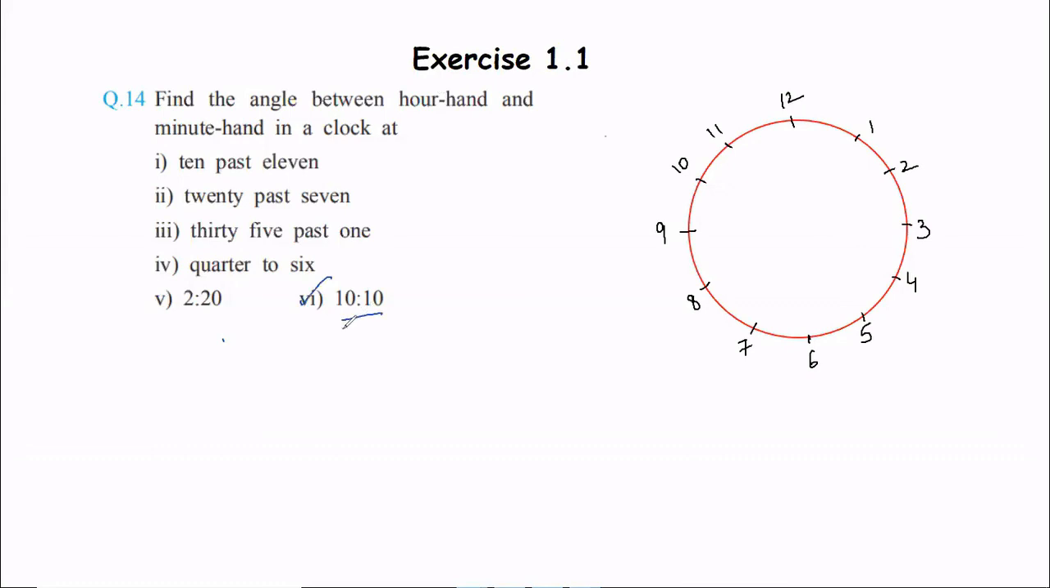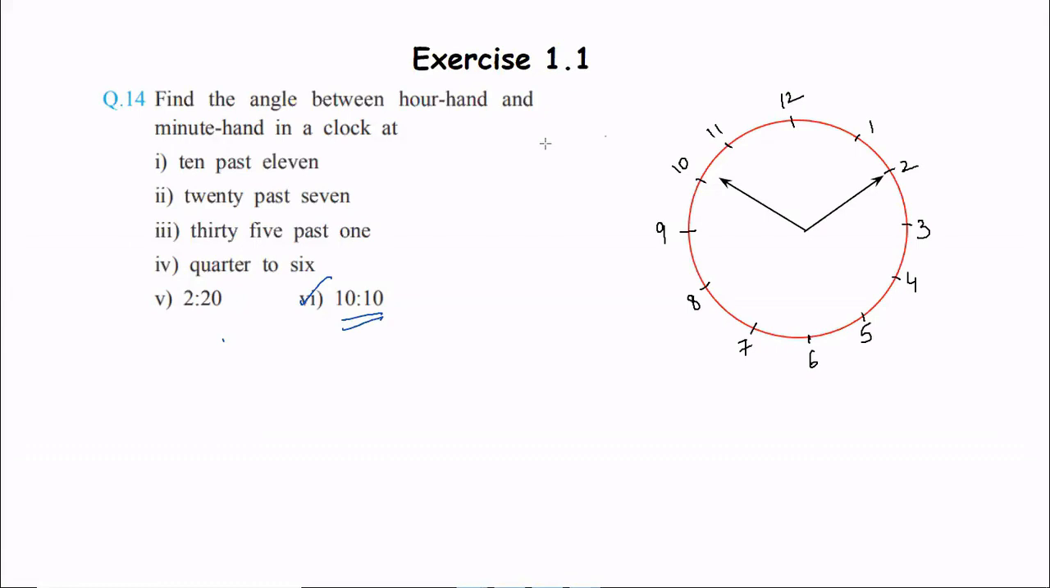The sixth sum is we need to find the angle for 10:10. So the time is 10:10. That means the minute hand will be at 2, and the hour hand will be a little bit ahead of 10. Okay, so let's calculate.